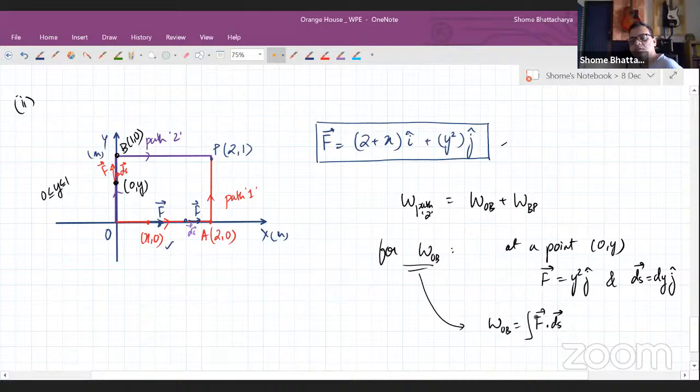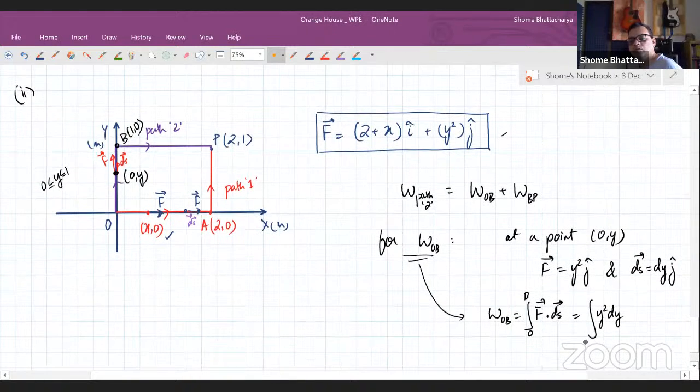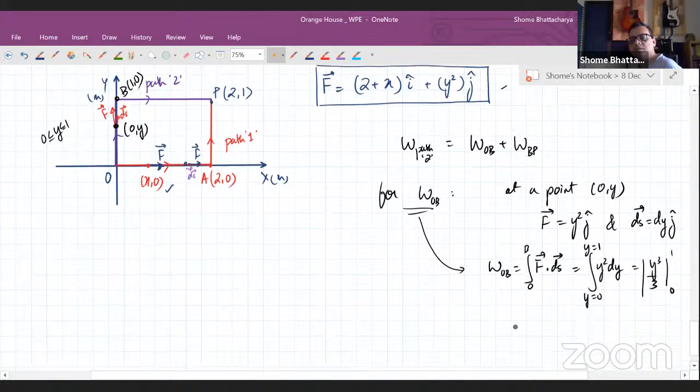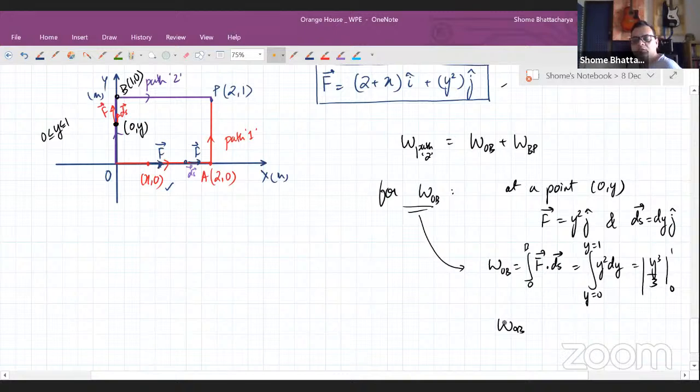So for this, the work done, f dot ds from O to B, is the dot product of these two. So that is simply y squared dy going from O, which has y equal to 0, to B, which has y equal to 1. So that is y cubed by 3 from 0 to 1. As I told you, the path OB will give you the same work done which the path AP had given us earlier, because it's along the y-axis. So this is plus 0.33 joules.